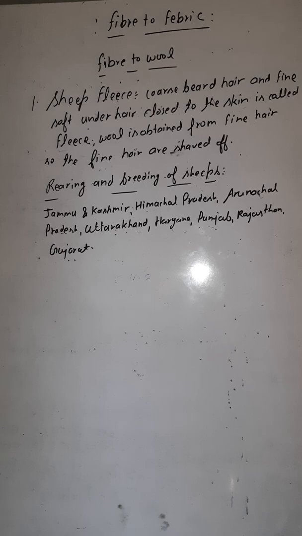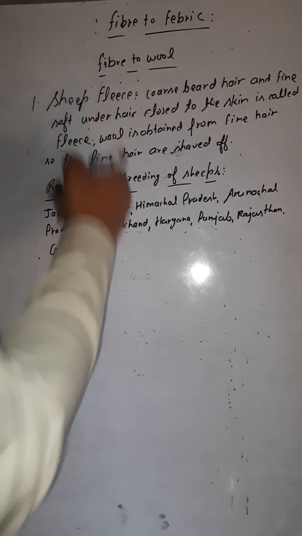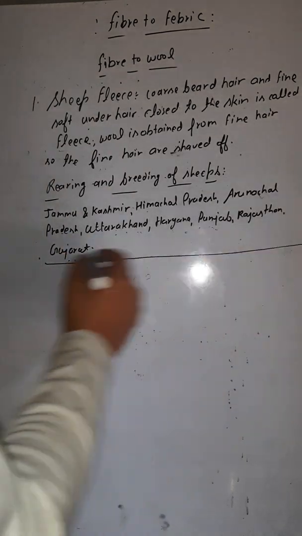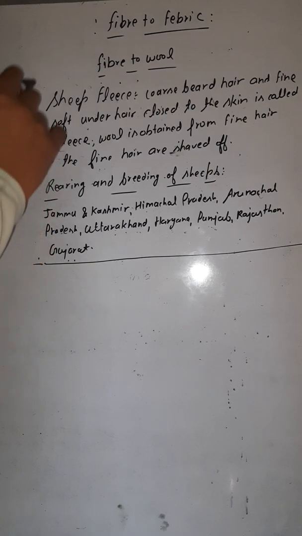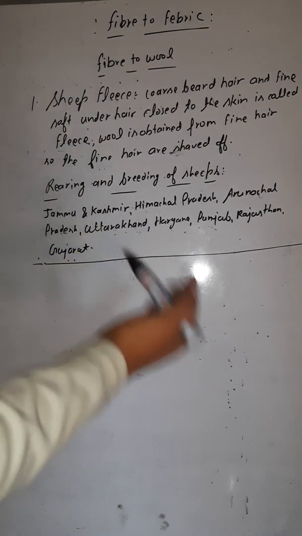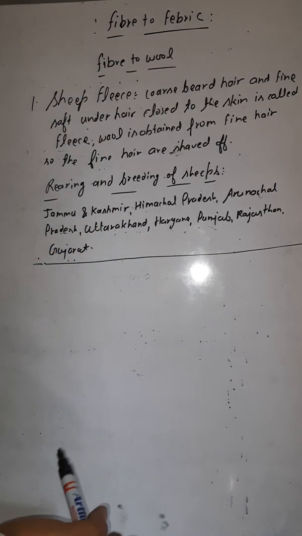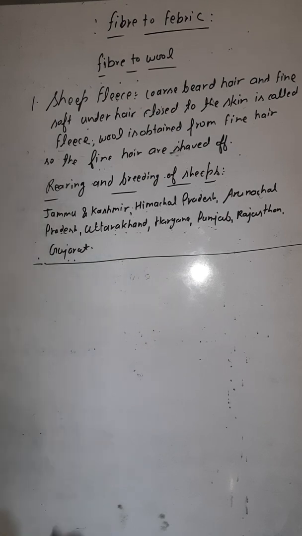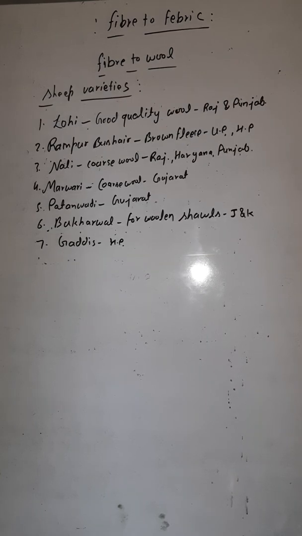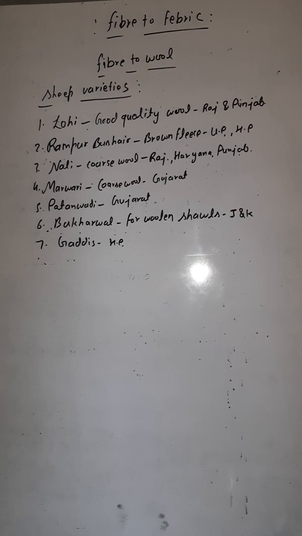Like the first variety, that you write down. So from here I'm just telling the first variety. Now we would talk about the varieties of sheep. Before this you note it down. Okay, let me erase this. So now we are talking about the sheep varieties, the different varieties from which we are getting fine wool, coarse wool, etc.